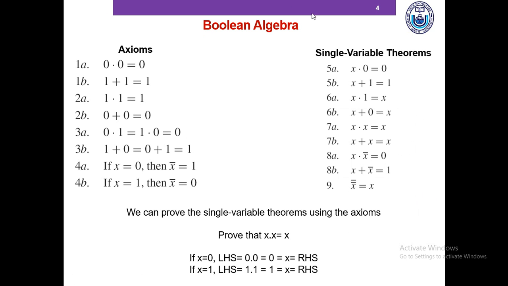We can prove these single variable theorems using axioms. I've shown an illustration here. I'm trying to prove single variable theorem 7a, that x AND x is equal to x. Since x is a binary variable, it can take only two values, 0 or 1. When x is 0, 0 AND 0 is equal to 0. How do we get this? We get it from axiom 1a, and we get the right hand side. Similarly, we can prove this theorem by putting x equal to 1 and observing that the left hand side is equal to the right hand side.